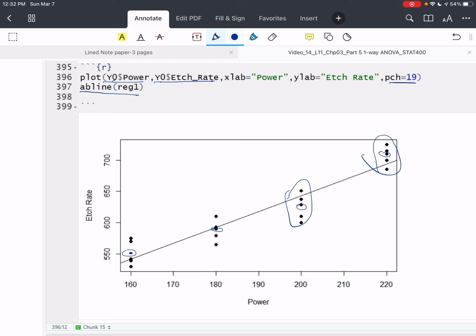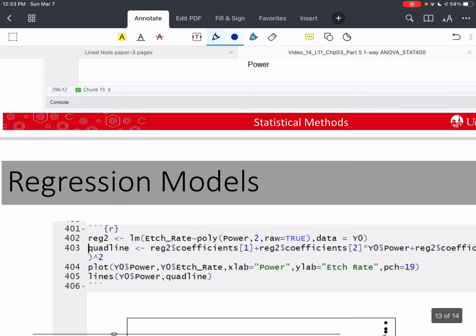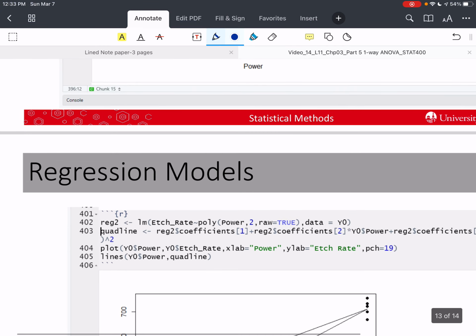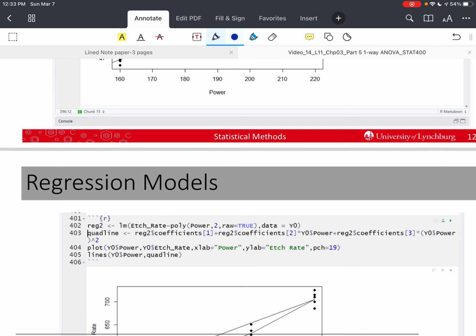So let's fit a polynomial, a second order polynomial. So we'll have a square, quadratic equation, if you will. And so I've given you the code to do that here. And what we've done is I've said this is regression 2 so that I have a different one, and I found this code on the internet, and so we make it a polynomial, and we're using the variable power, and we're saying a second order, or squared, term, put that in there, and we're using raw data. Okay?